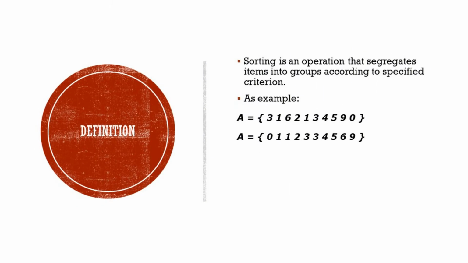Okay, I will start explaining the definition of sorting. Sorting is an operation that segregates items into groups according to specified criteria. As an example, we have A, where we can see the numbers are unsorted. The second one is A in the sorted form, because it starts with the minimum number first and then ends with the biggest number on the right side.